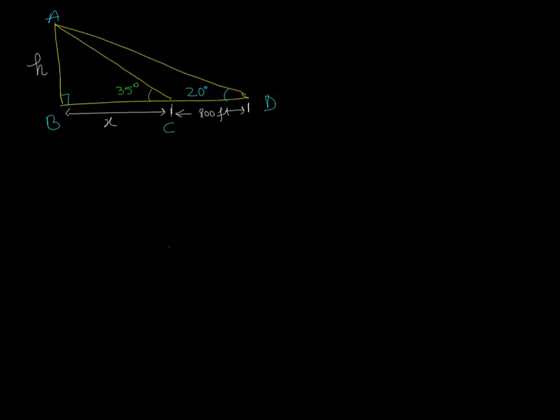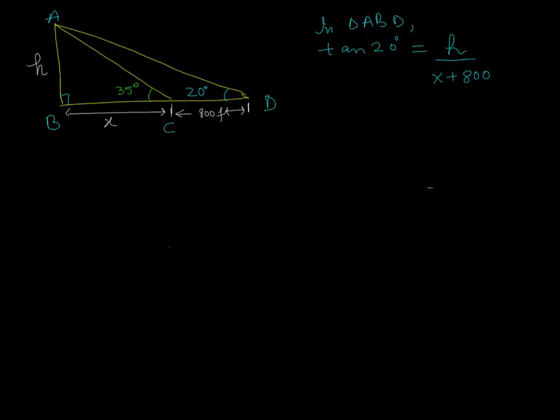So let's take a look at the bigger triangle first. In triangle ABD, because we are not involving the hypotenuse at all, the only trigonometric ratio that we should be using is the tan of an angle. So tan of 20 degrees will be opposite over adjacent. So tan 20, and opposite is h, and the adjacent side is BD, which is x plus 800.